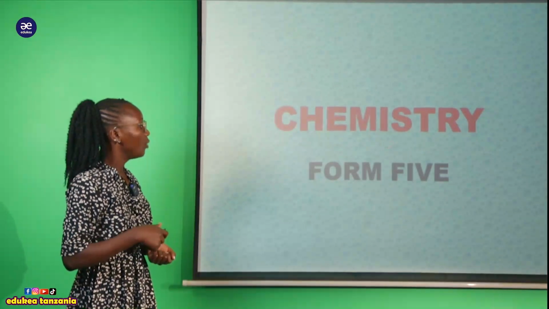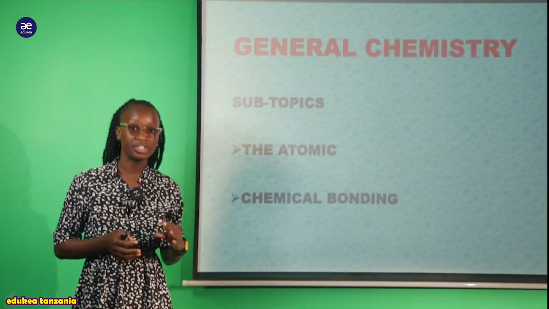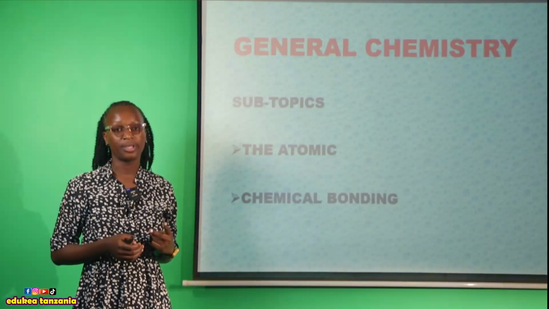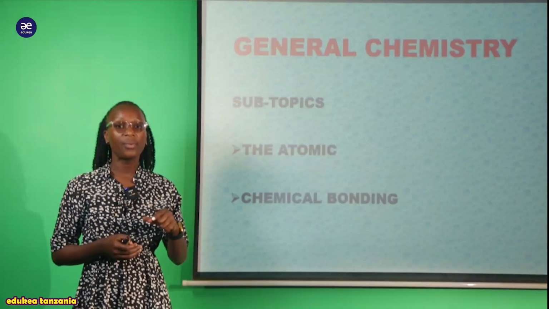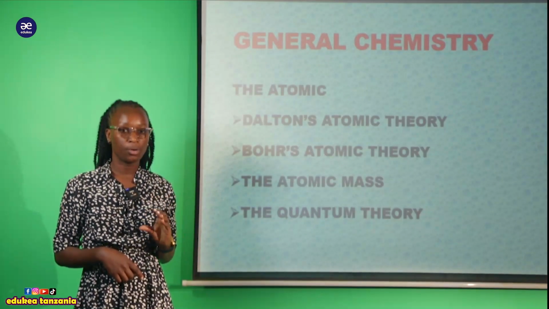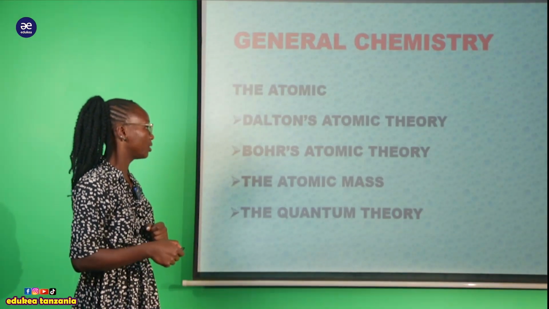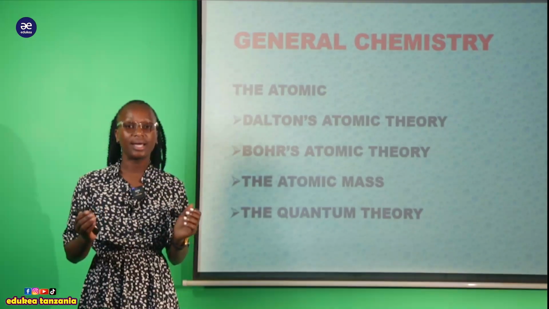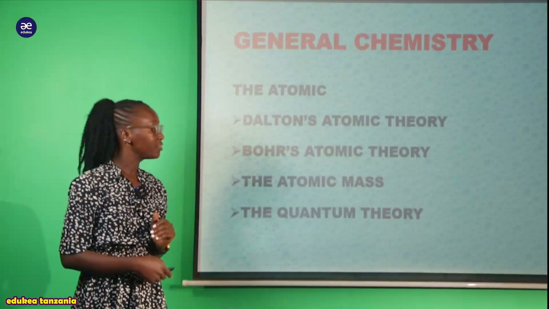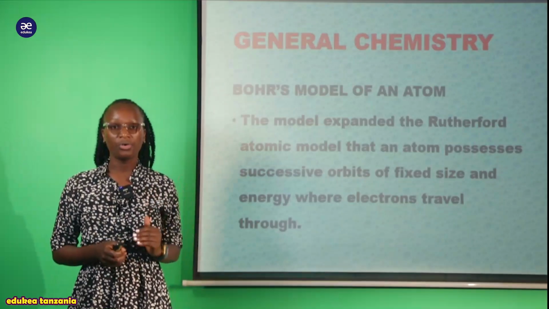And here, my students, we're going to learn our chemistry subject, and our main topic is general chemistry. As I've said, in general chemistry we have two main subtopics, the atomic and chemical bonding. But here we are dealing with the atomic. In our atomic we have four main subtopics: the Dalton atomic theory, Bohr's atomic theory, the atomic mass, and the last one is the quantum theory. So today, my students, we are going to look at the Bohr model of an atom.